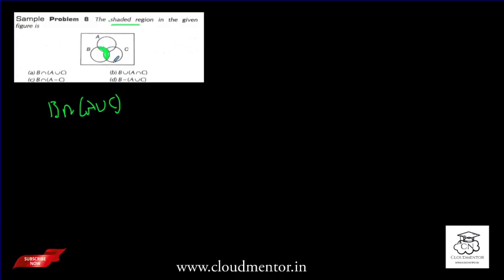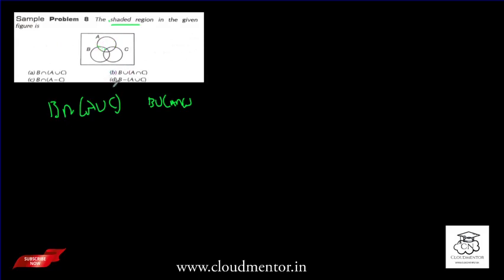Sorry, and now option B, that is B union A intersection C. First we need to find A intersection C. A intersection C is this portion, and so the intersection of A intersection C and B will be this small portion here. And now the option C, that is B intersection A minus C. So first we need to find A minus C. A minus C will be like this, excluding all the elements of C. So this region will be represented by A minus C, and that intersects with B. So this portion will be the option C.